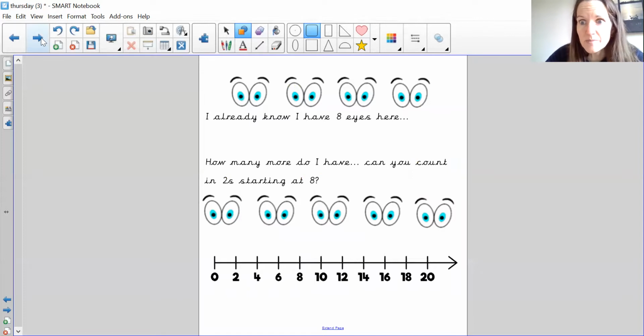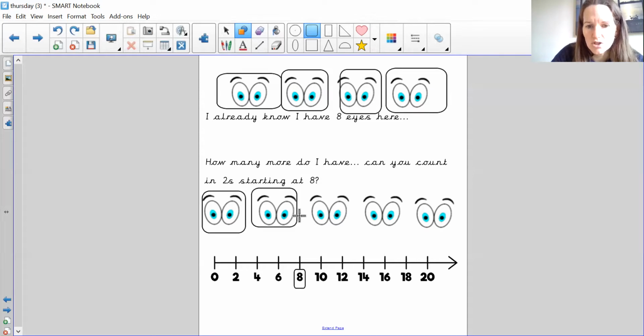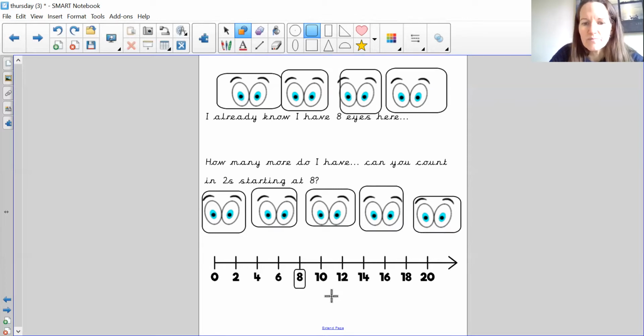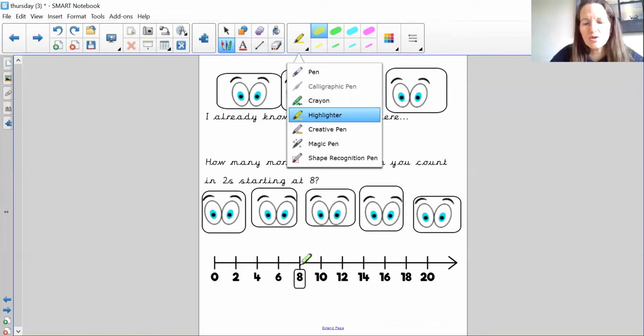So we're going to really practice counting by twos. Here I have a word problem. I already know I have 8 eyes here. Let's count them. 2, 4, 6, 8. I have 8 eyes. Now, how many more do I have if I start at 8? I've got 8 in my head. So here I have 8. Okay, so I'm going to group them. 2, 2, 2, 2, and 2. So starting at 8, what I want you to do is use your finger, because I can't do 2 at the same time.